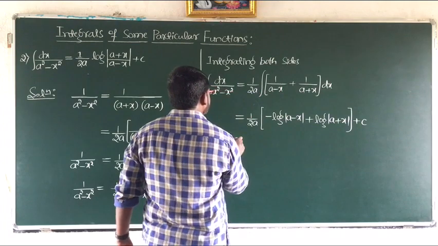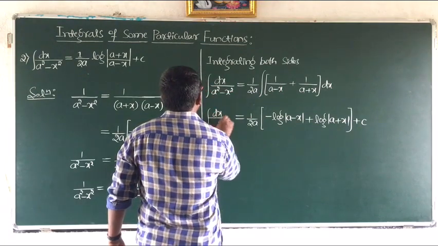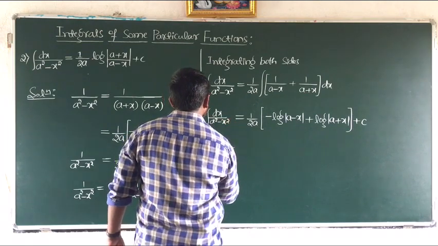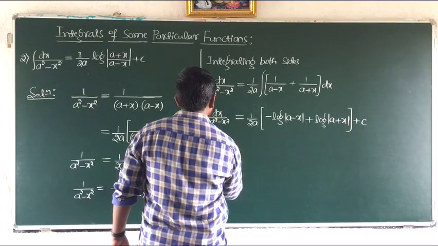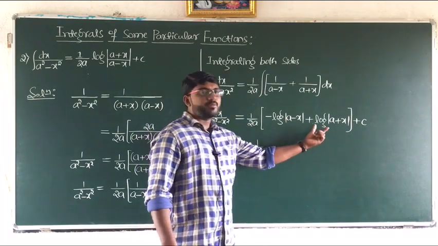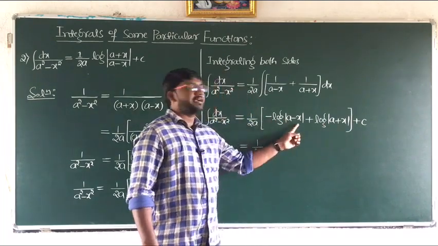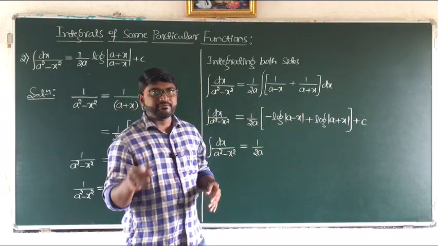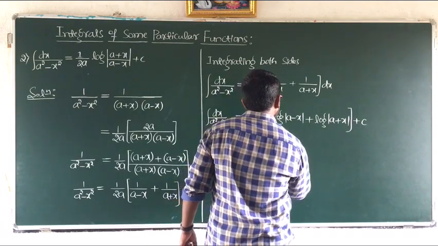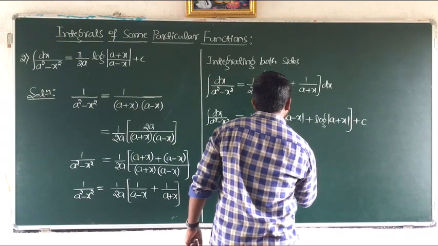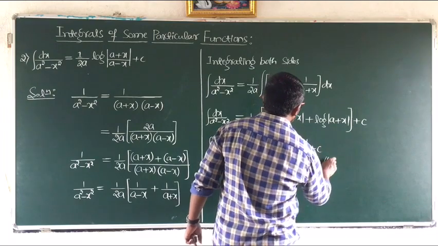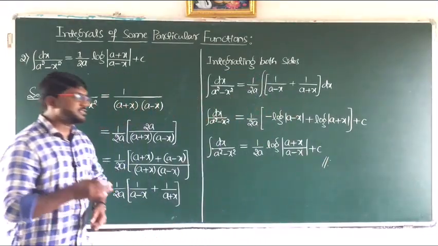So now in the next step this can be written as integral dx upon a square minus x square, which is equals to 1 by 2a. This is in the form of log x minus log y. Log x minus log y can be written as log x by y. x is nothing but a plus x. So here it is log mod a plus x divided by a minus x plus c. So this is all about the second standard result. So pause the video to note it down.